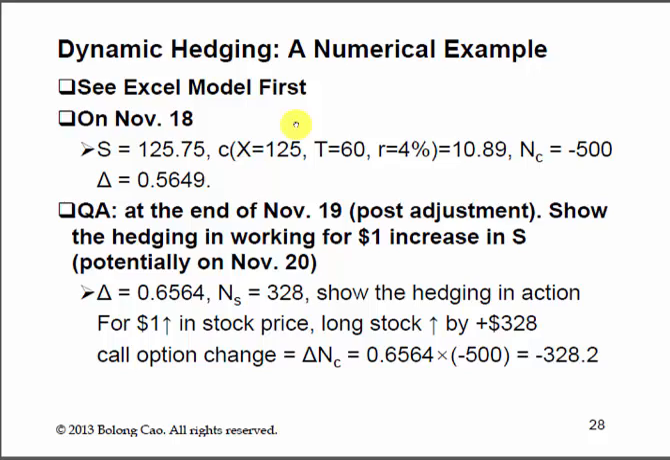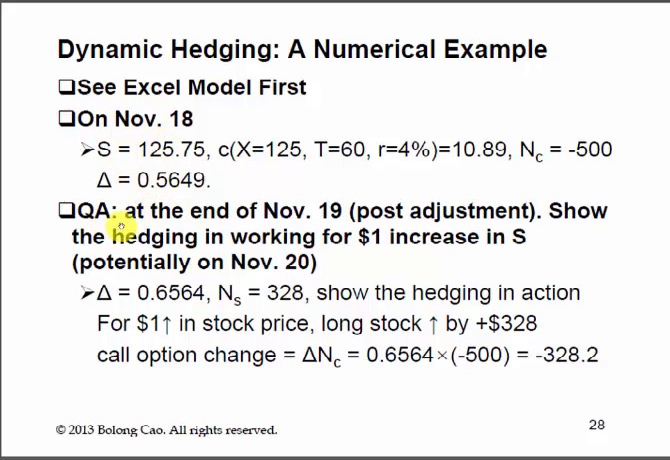So if we look at, right, what is the underlying price on November 18th, 125.75. Strike price is 125, so it's very close to at the money. And then there's 60 days to maturity, risk-free rate 4%. This call premium is $10.89. The dealer has written 500 calls. The delta is 0.5649. So that's the current delta on the 18th.